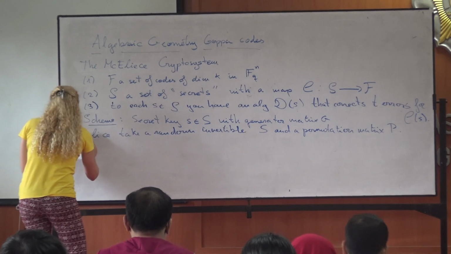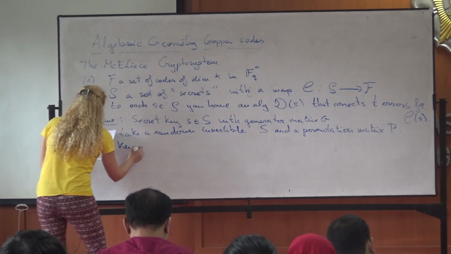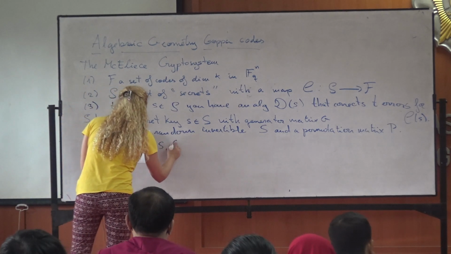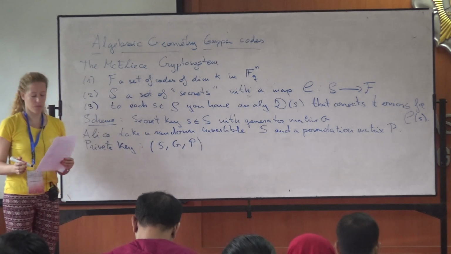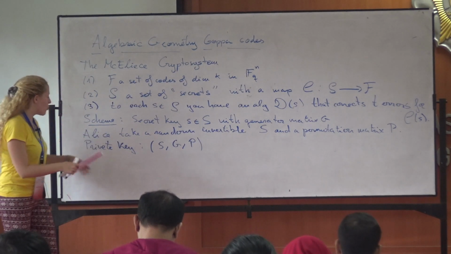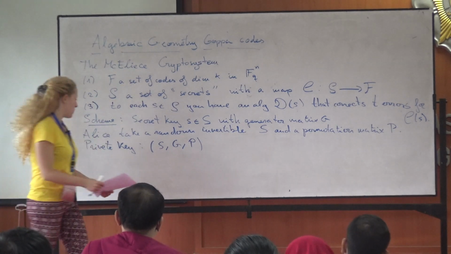So the private key, so only Alice knows this, is going to be S, G, and P. Okay? So this, if you want the private key, is your password. Okay?